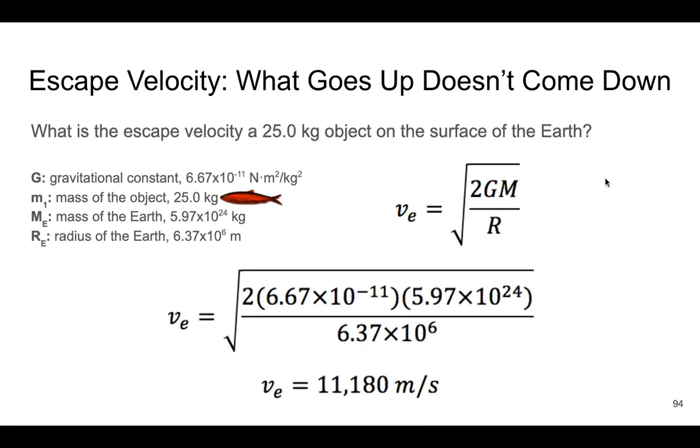So you plug in the things, and you get this number, 11,180 meters per second. So about 11,000 meters per second. Well, that's about 22,000 miles per hour. That's really fast. And the other thing to point out about this number, 11,180 meters per second, you might remember this from the last part of the slides.